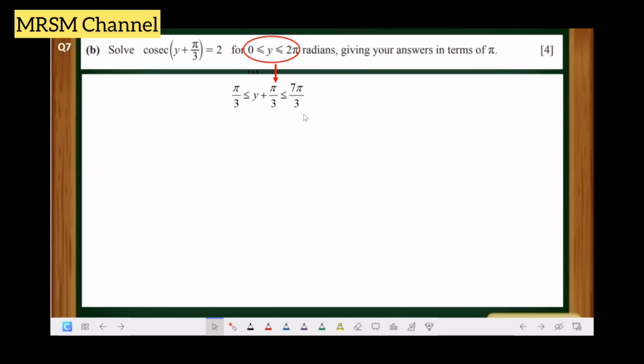So that you will get y plus pi over 3 is greater than or equal to, this is 0 when you plus pi over 3 here. So this one is also, you have to plus pi over 3. So the range is start from pi over 3 until 2 pi plus pi over 3 is 7 pi over 3. But then, kita cannot, sometimes it's hard for us to imagine where is pi over 3.